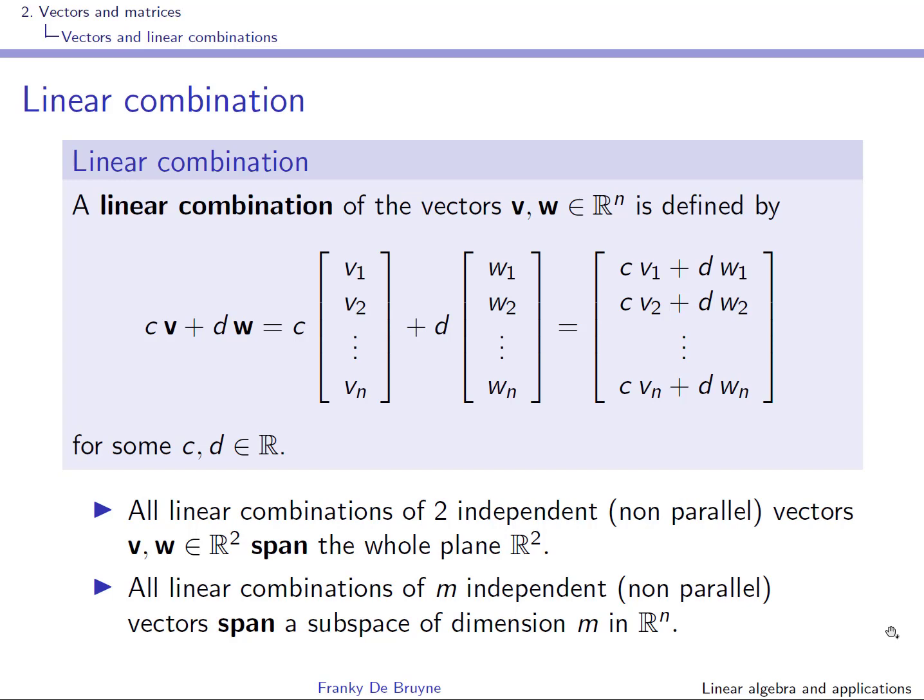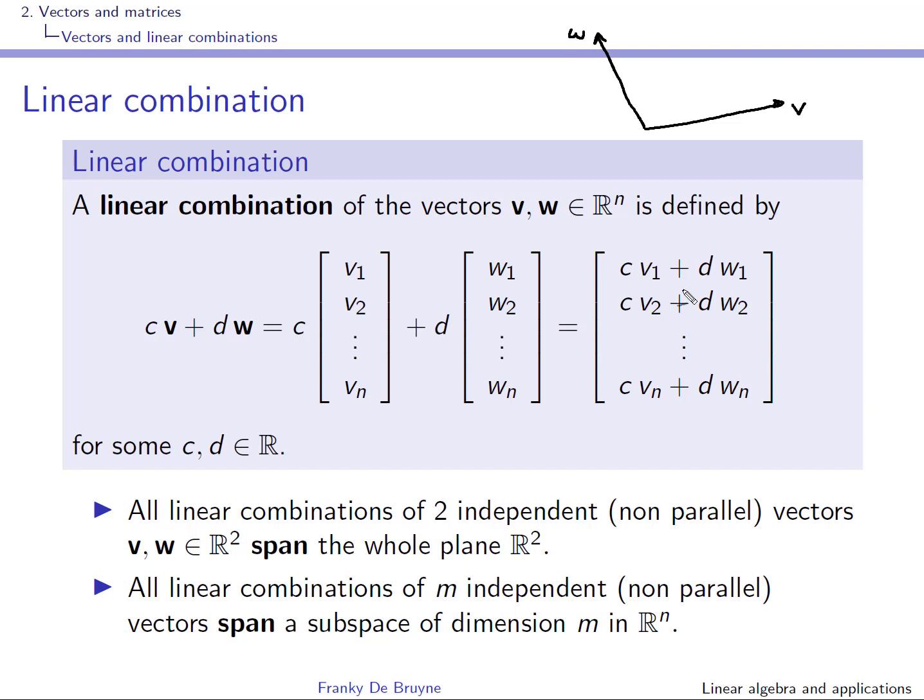So if you take all linear combinations of two vectors in R square that are independent, which means that they are non-parallel, you generate the whole plane. Well, let's take two vectors over here. This is a vector and this is another vector, and let's call them V and W as in the slide over here. And if I take all kinds of linear combinations, let's take an example.